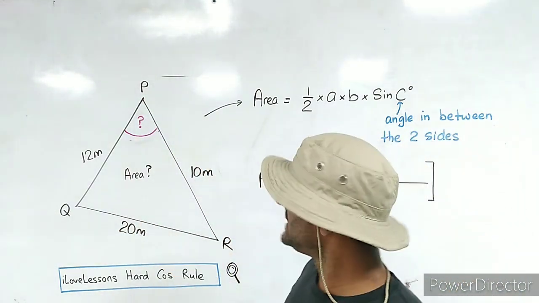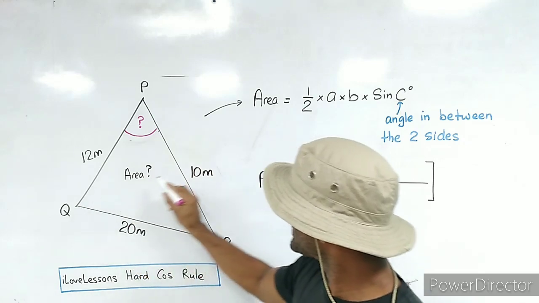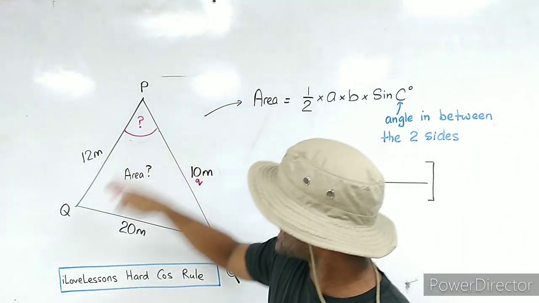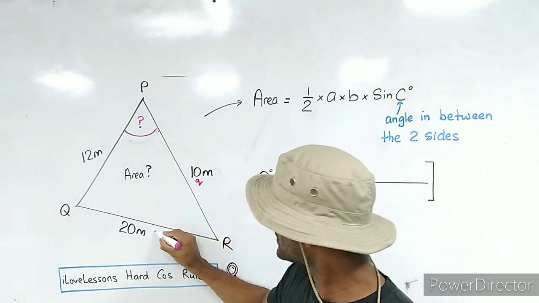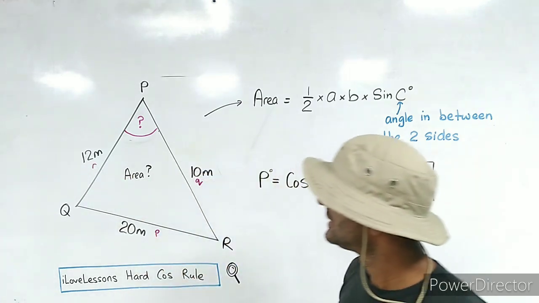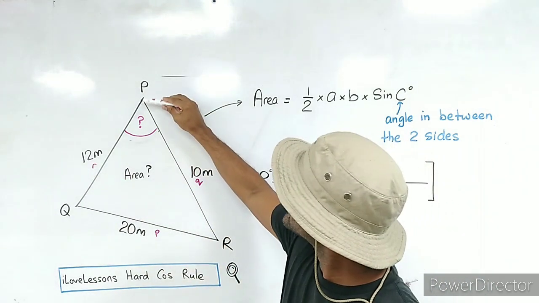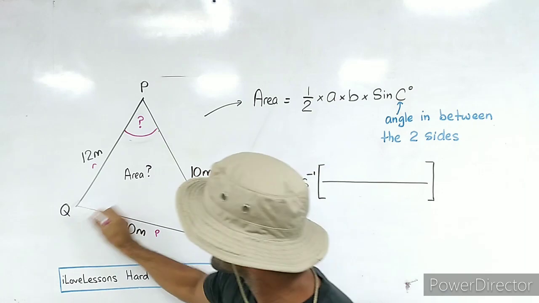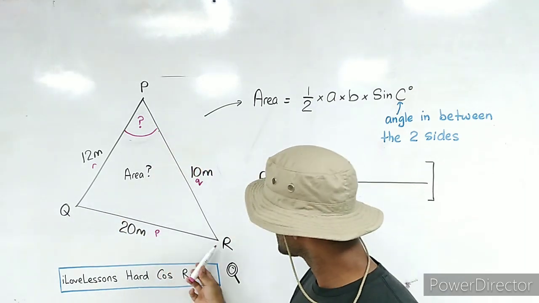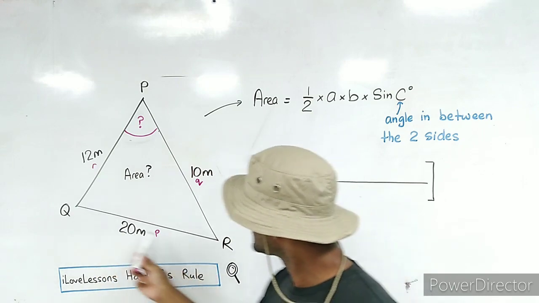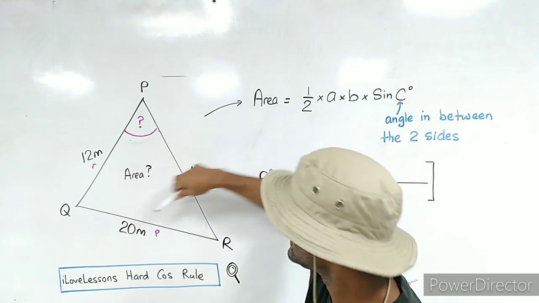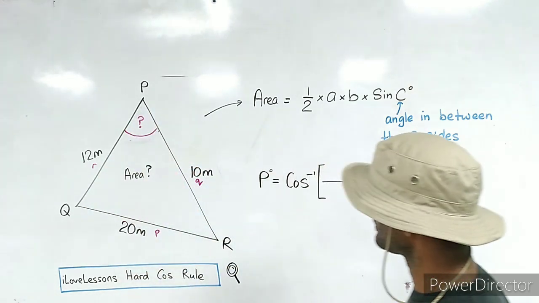What I need to do is put in the common letters. If here's capital Q, well then over here is common Q. If here's capital P, then over here is common P. And if here's capital R, over here is common R. The main thing is, capital letters represent angles. Angle Q, angle P, angle R. Common letters represent sides. Side common P is 20. Side common Q is 10. And well, side common R is 12.